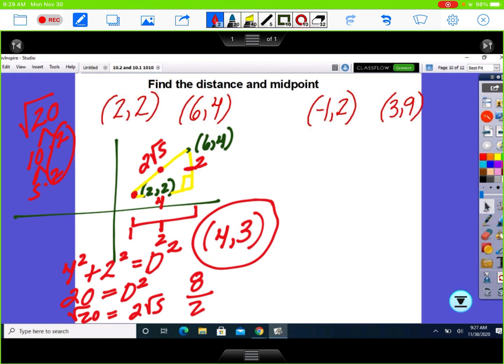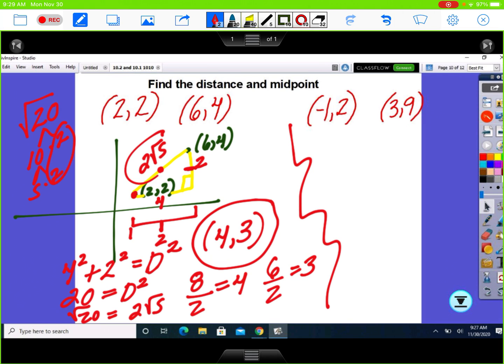If you like the averages better, you would say, okay, I'm going to average out the x's: 6 plus 2 is 8, divided by 2 equals 4. Average out your y's: 4 plus 2 is 6, divided by 2 is 3. However you like to do it. There's our distance, there's our midpoint.